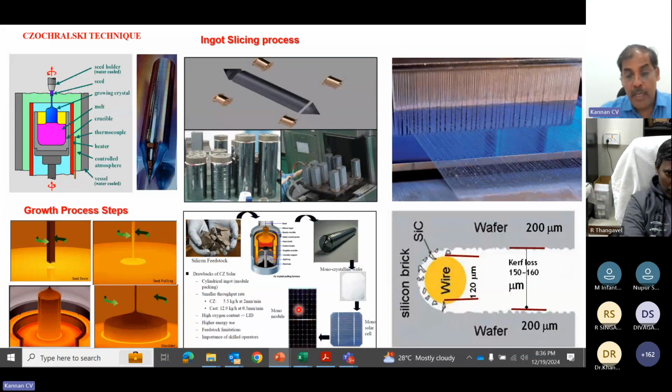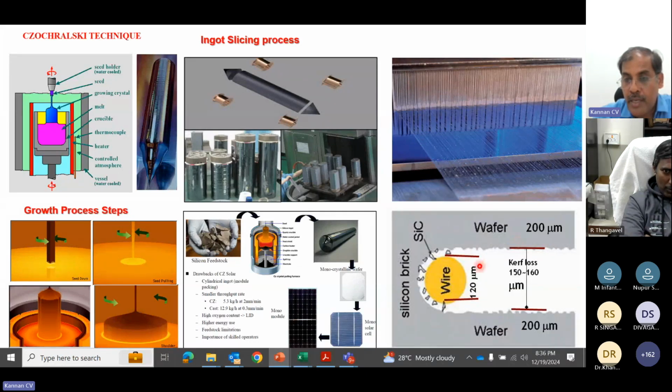The solar cell will be converted into a module. The right side will show you again the same process. As I said, whatever thickness you want, you have to define the pitch of the wire. If you want 120 micron wafer thickness, or 150, 180, or 200 micron, accordingly you have to design the pitch of the wire in the roller, so the wire will get into the brick and cut the wafers.